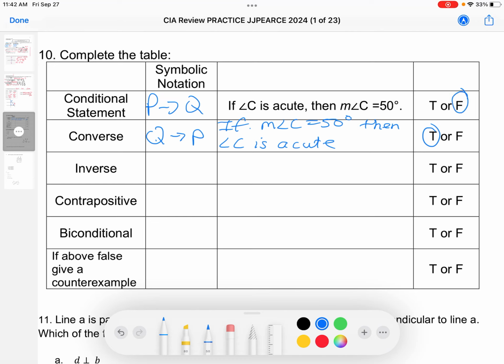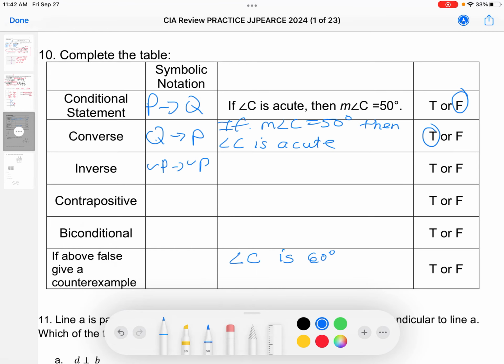That is false because it could be something else besides 50 degrees. It could be 60 degrees. And actually, that would be a counterexample. If I go down here to the bottom, that would be a counterexample, because what if angle C is 60 degrees? So I can't do the biconditional, because the conditional and the converse are not both true in both directions. To do the biconditional, both of those, the converse and the conditional, have to be true.